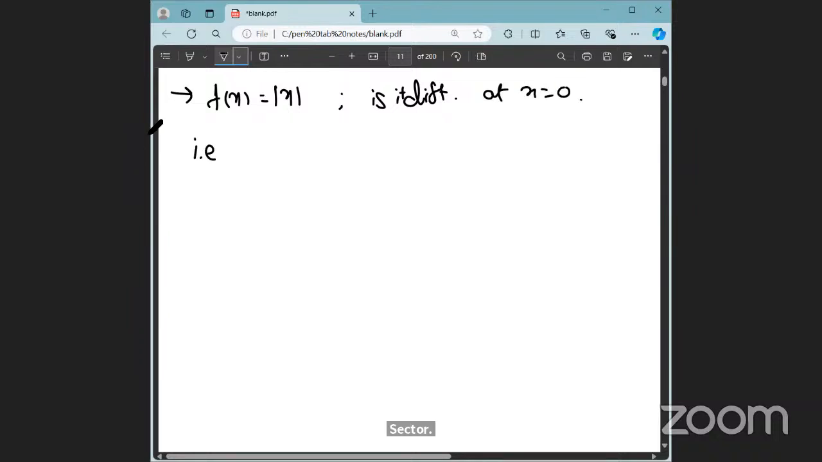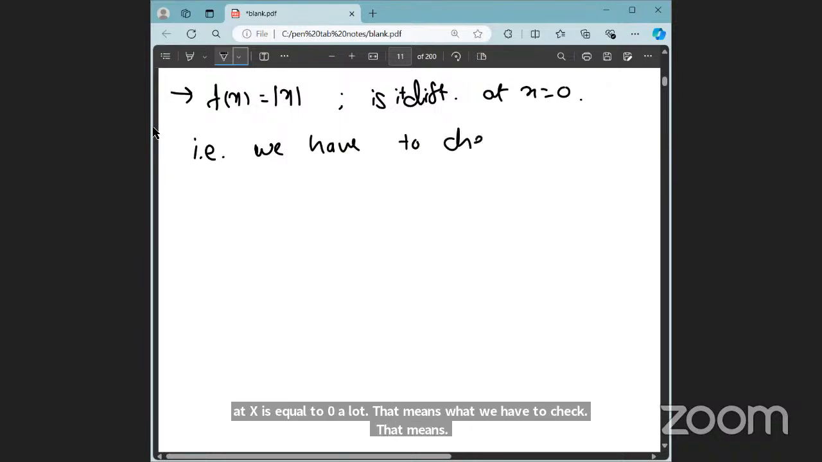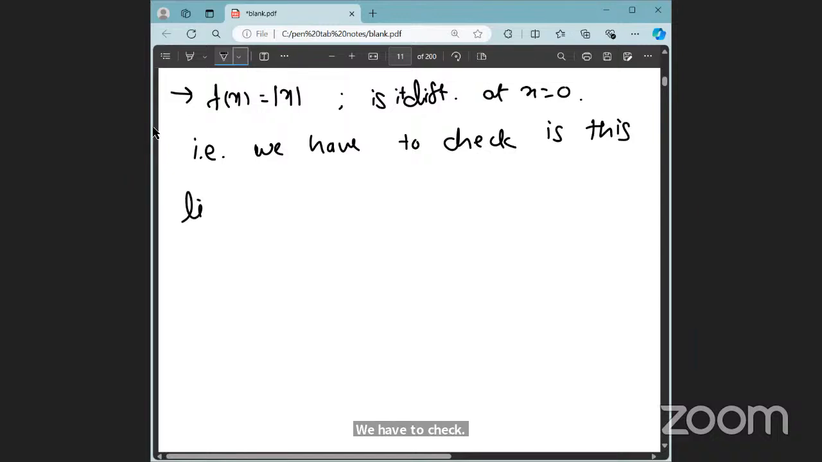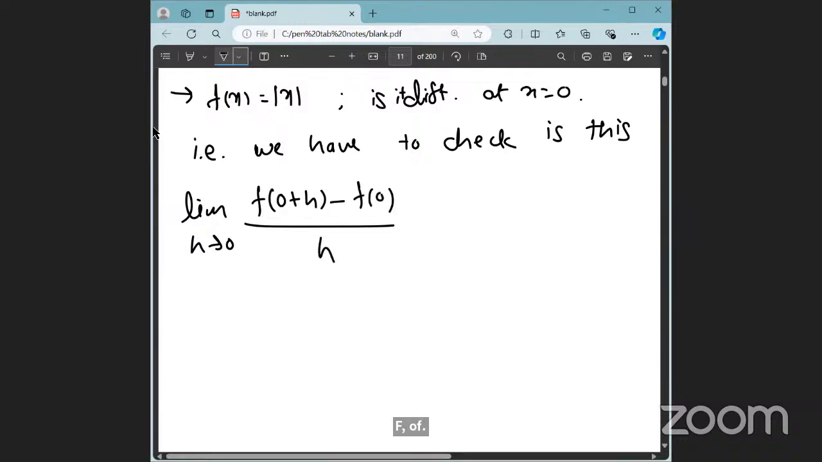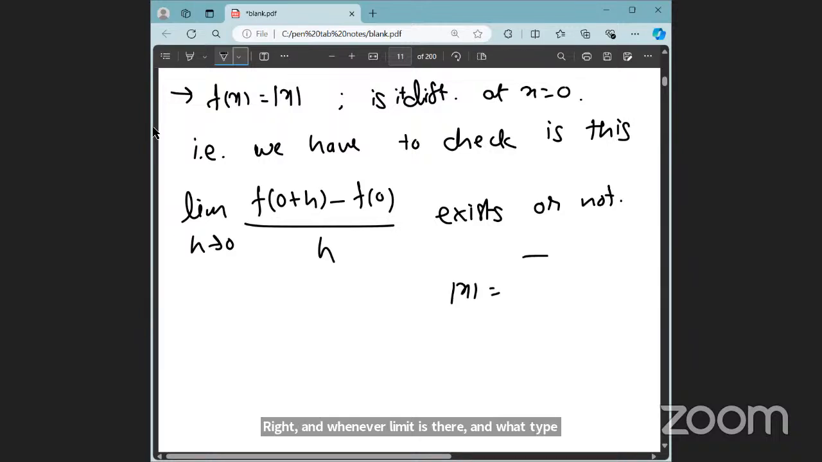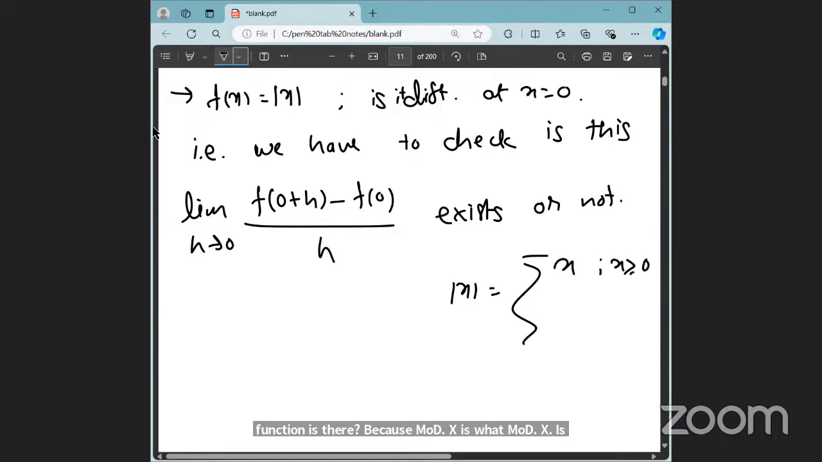That means we have to check whether this limit, h going to 0, of f of 0 plus h minus f of 0, by h, exists or not. Whenever a mod type of function is there, remember mod x is this piecewise function: it is x when x is greater than or equal to 0, and minus x when x is strictly less than 0.